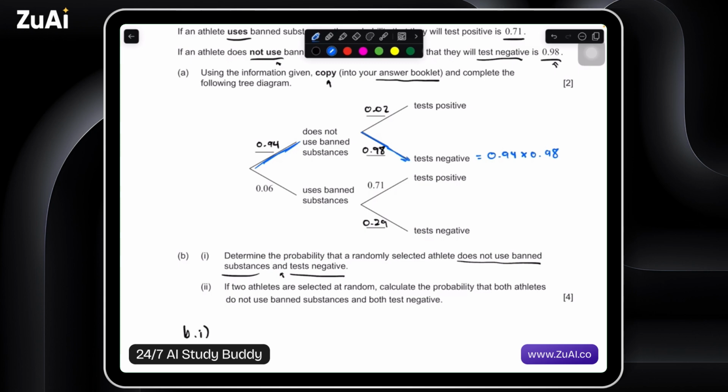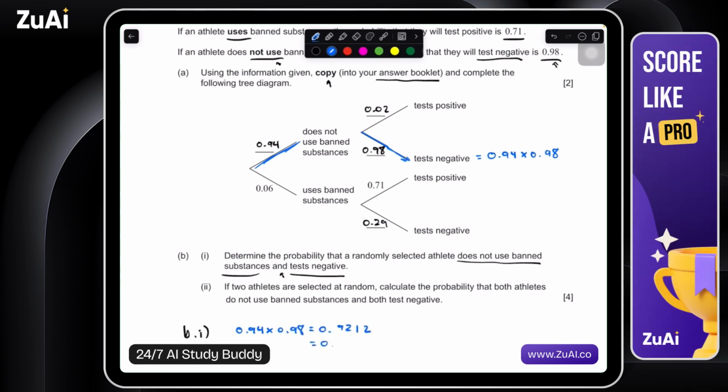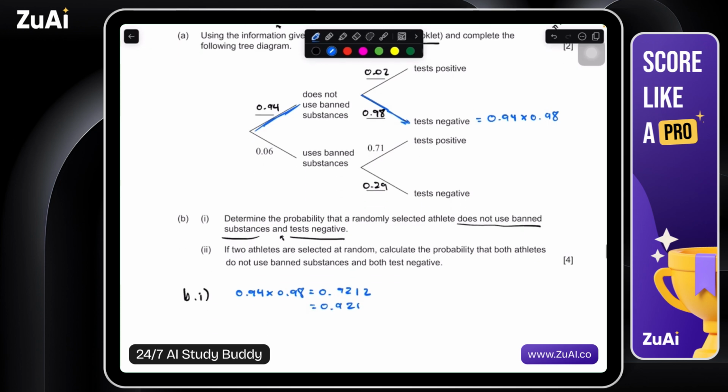I'm going to write it a little lower actually. So 0.94 times 0.98 equals 0.9212, or to 3 sig figs, 0.921. Okay. Randomly selected athlete does not use banned substances and tests negative. Okay.